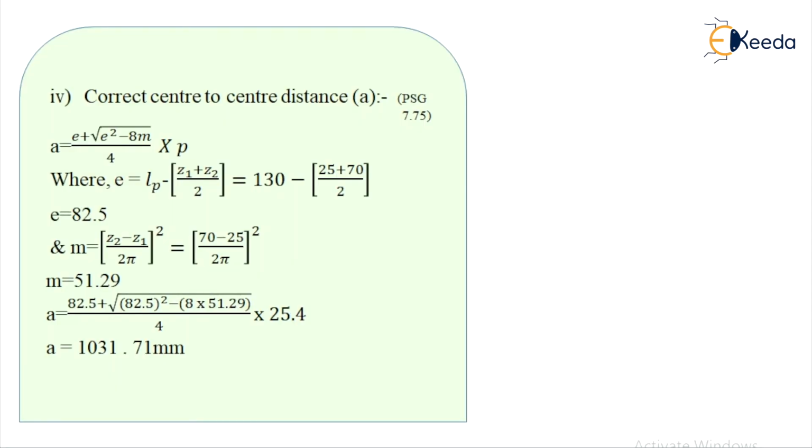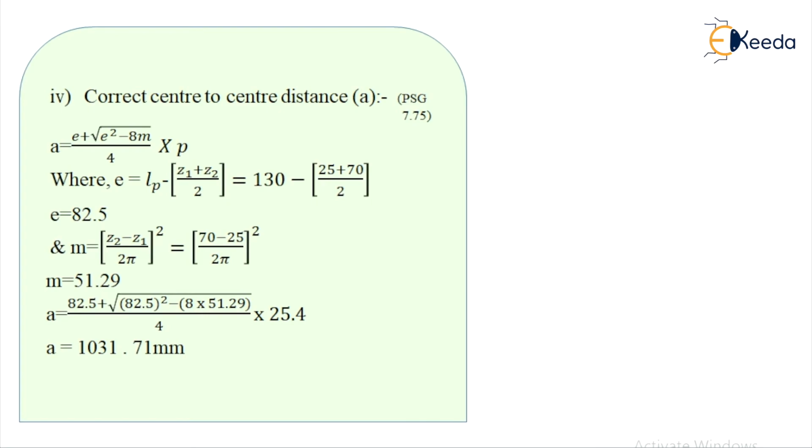Next is to find out the correct center to center distance A. We are referring to PSG 7.75. The formula given is A is equal to [E plus under the root E square minus 8M] divided by 4, multiplied by P, where E is nothing but LP minus (Z1 plus Z2) upon 2. With this we can find E as 82.5 by substituting the value of LP as 130 and Z1 and Z2 as 25 and 70 respectively.